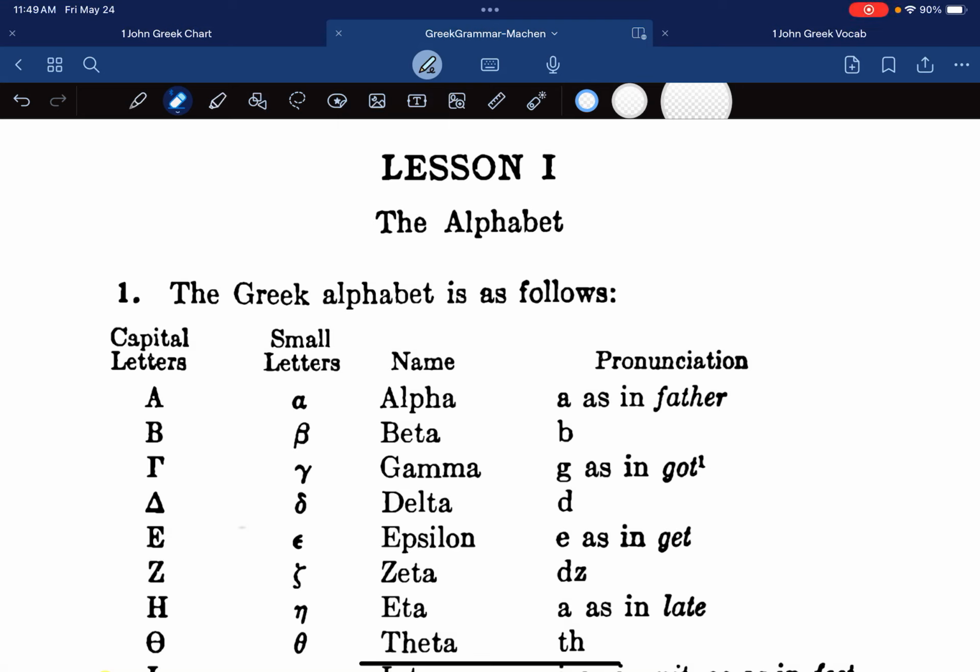Welcome to our Greek lesson 1.1. In this lesson, we're going to be looking at the Greek alphabet. The Greek alphabet is as follows.